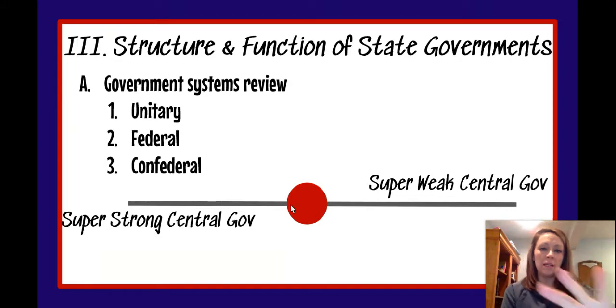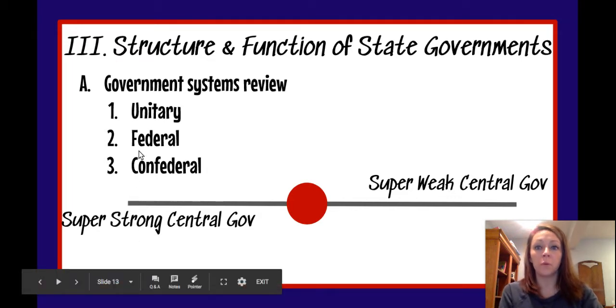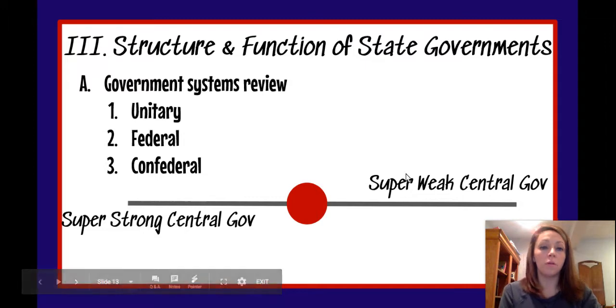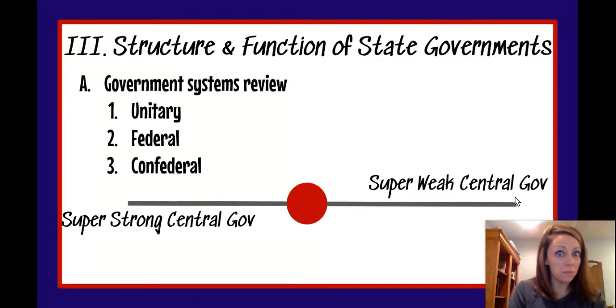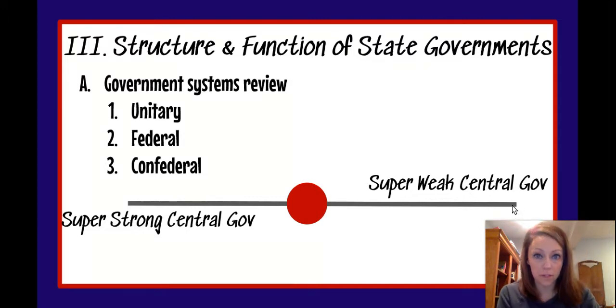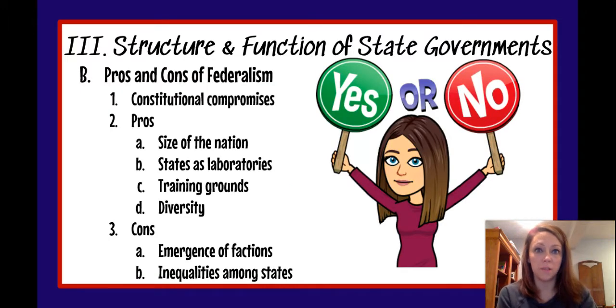So we've seen a spectrum like this before. We said that if we were to draw a spectrum and plot all three of those systems of government on it, then over here on the super strong central government side, we would have a unitary system. Over here on the super weak central government side, we would have a confederal system. And right here hanging out in the middle would be a federal system, okay? So it gives us an equal, or at least shared, balance between both of those sides.